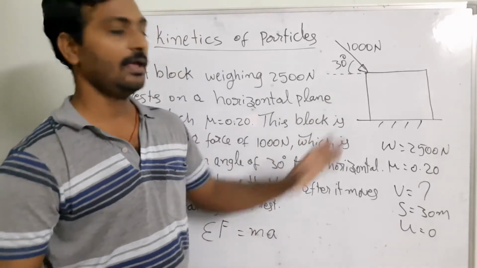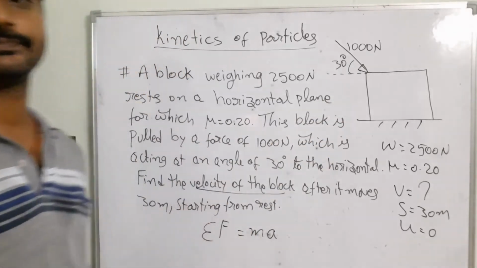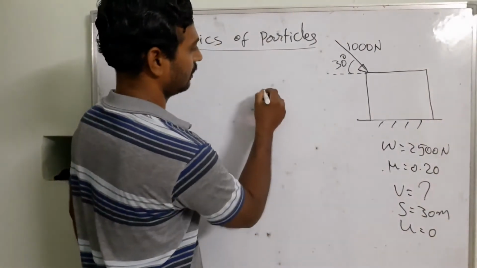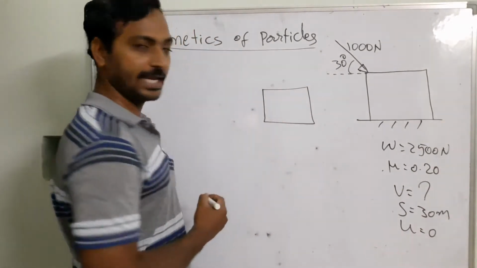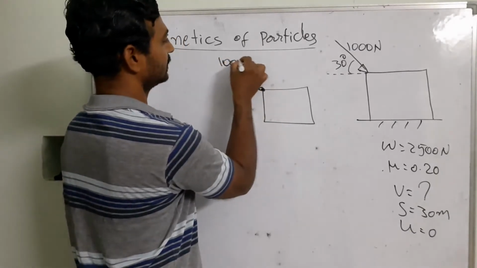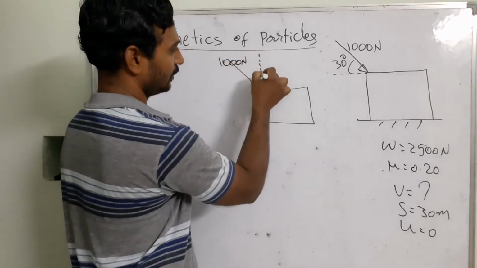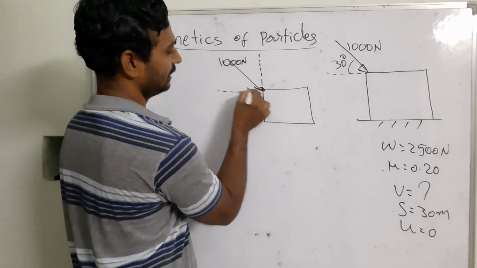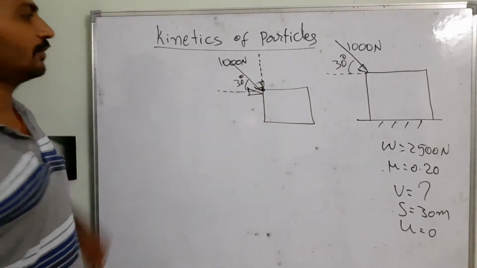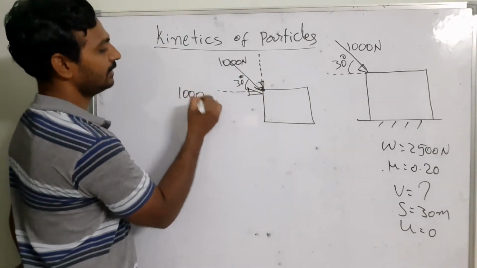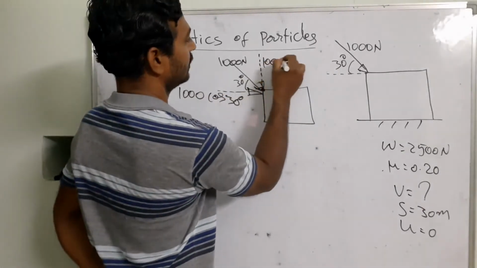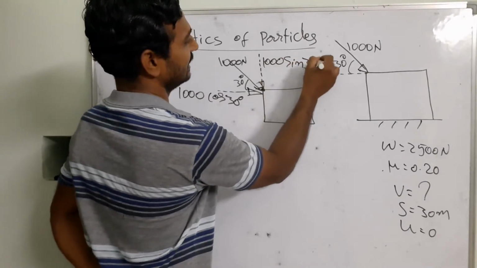Now we are going to draw the free body diagram for this part. This is the block, and this force acting towards this side is 1000 newtons. I am going to resolve it into the vertical and horizontal directions. The direction of this one makes 30 degrees. When resolving, this is going to be 1000 cos 30 degrees, and this one is going to be 1000 sin 30 degrees.